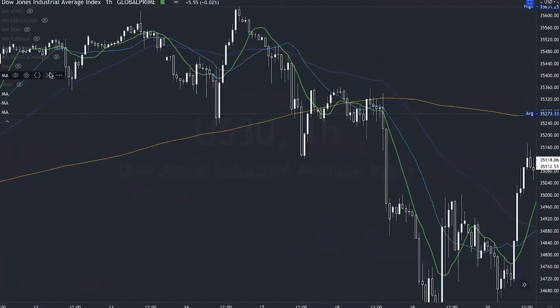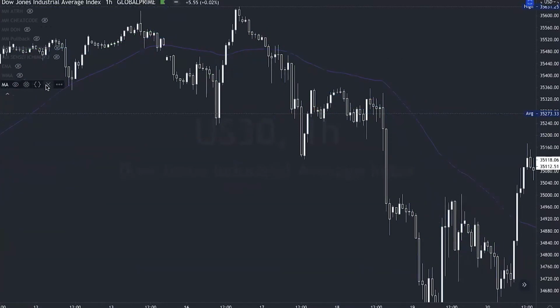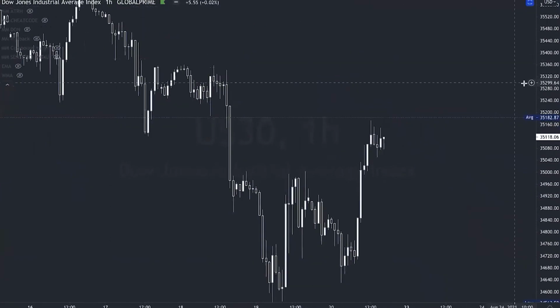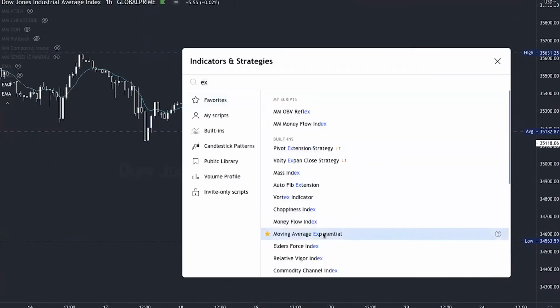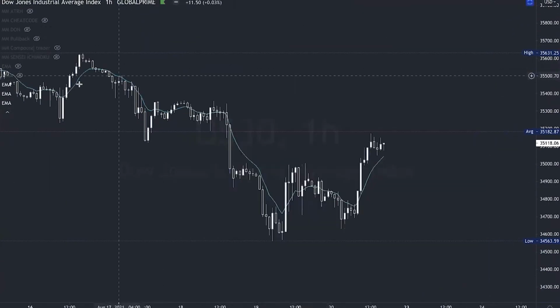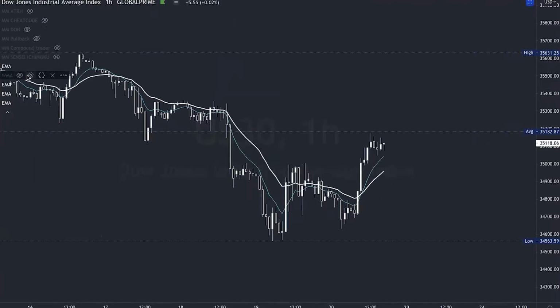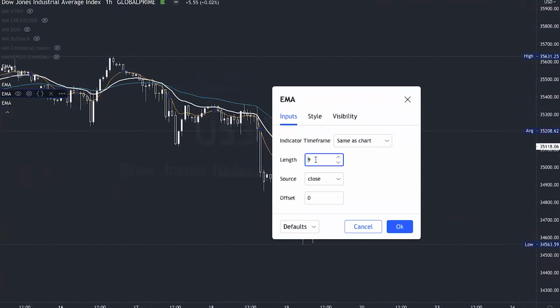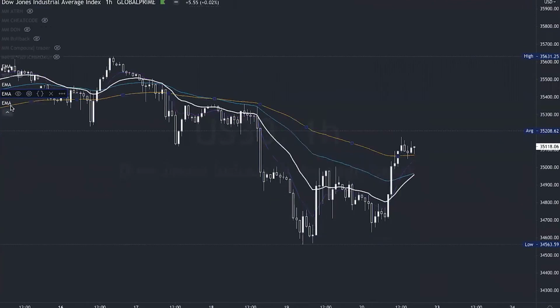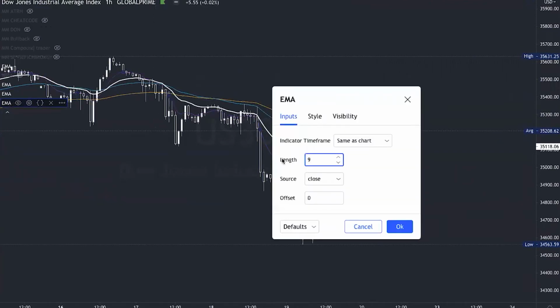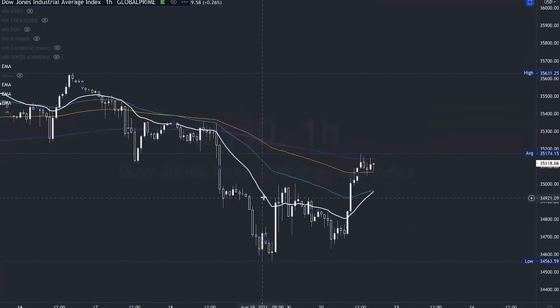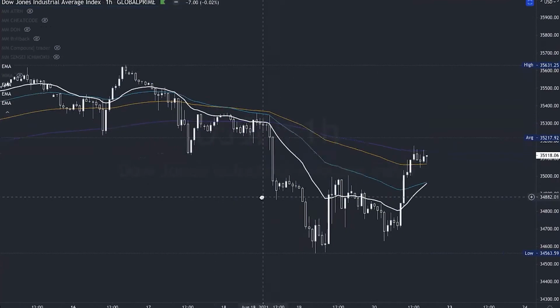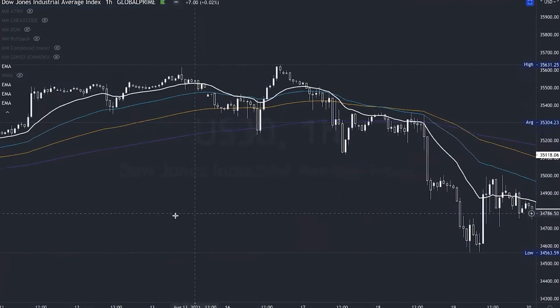So let's start putting a whole bunch of exponentials on the screen so you can see how, in comparison, those work. Let's put the 21 period on the screen, and then let's make another 50, and then let's make this one 100, and then let's also make this 200, right? So we have our 21, 50, 100, and 200 period exponential moving averages.